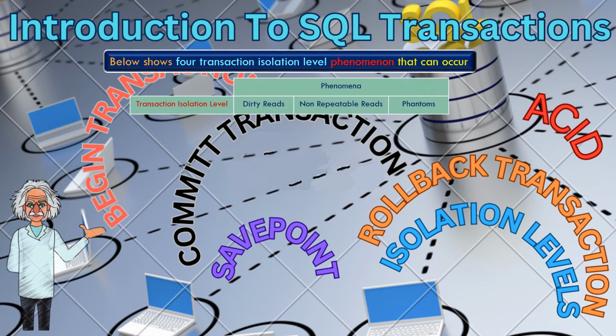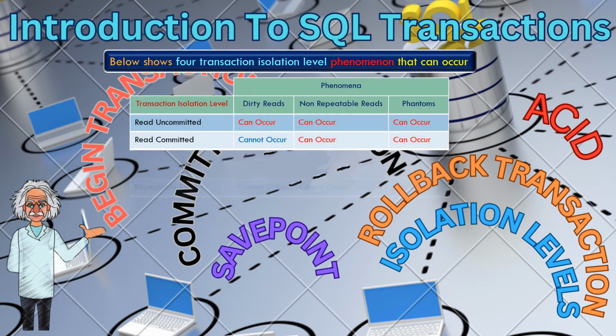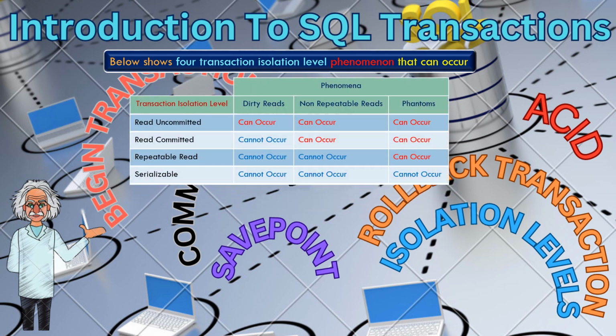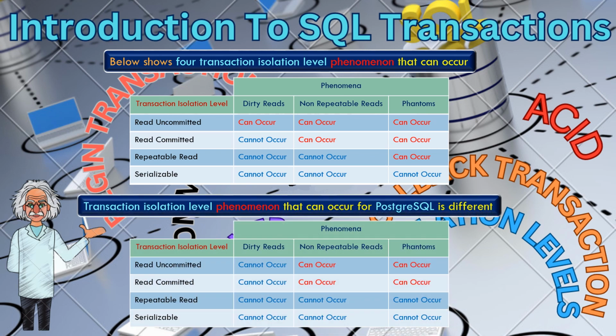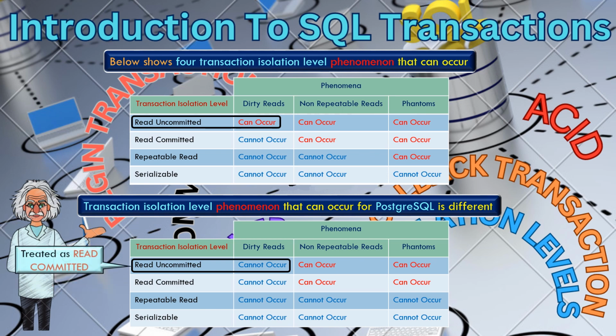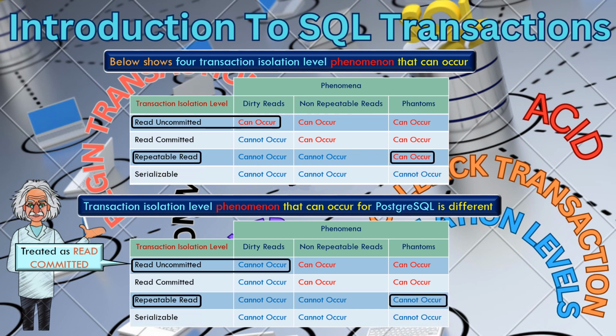The table below shows 4 transaction isolation level phenomena that can occur. The transaction isolation level phenomena that can occur for PostgreSQL is different. For read uncommitted, here dirty reads cannot occur. This is because read uncommitted is treated just as read committed. For repeatable read, phantom reads cannot occur.